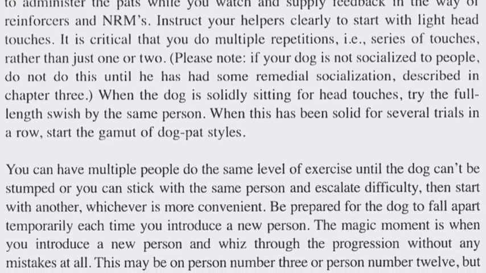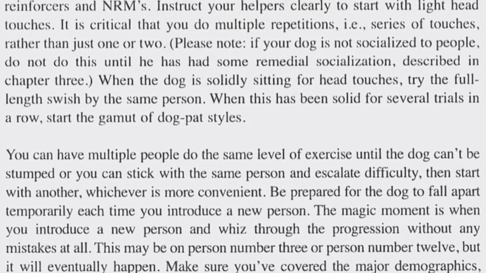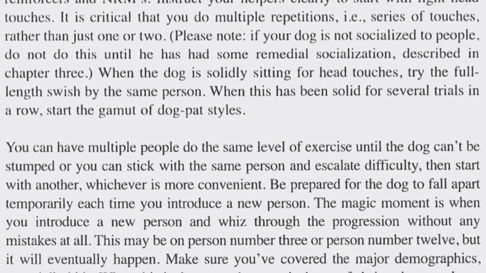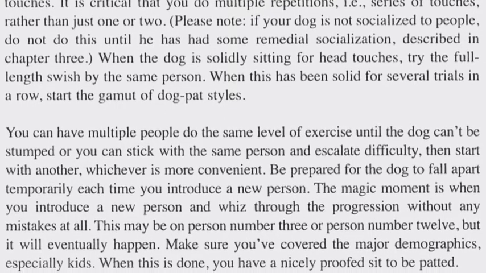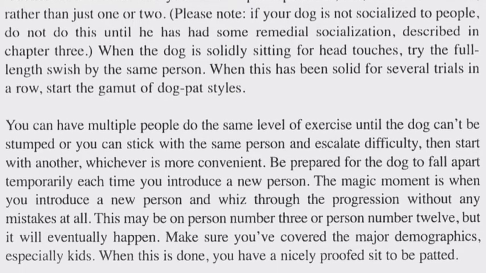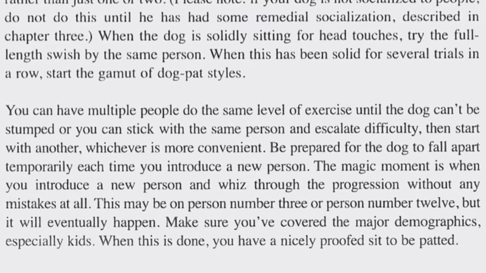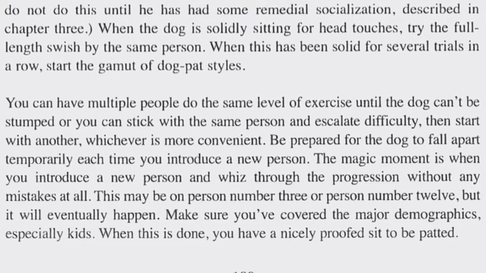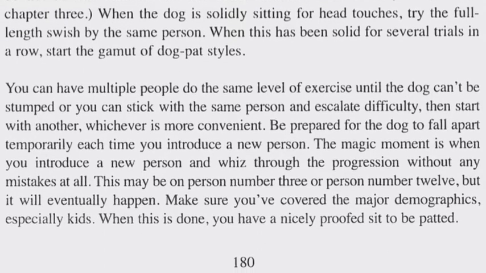You can have multiple people do the same level of exercise until the dog can't be stumped, or you can stick with the same person and escalate difficulty. Then start with another, whichever is more convenient. Be prepared for the dog to fall apart temporarily each time you introduce a new person. The magic moment is when you introduce a new person and whiz through the progression without any mistakes at all. This may be on person number 3 or person number 12, but it will eventually happen.